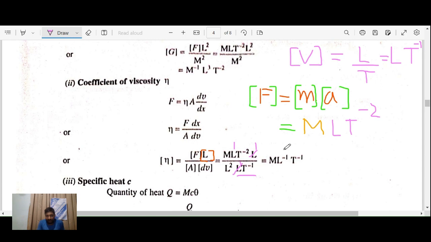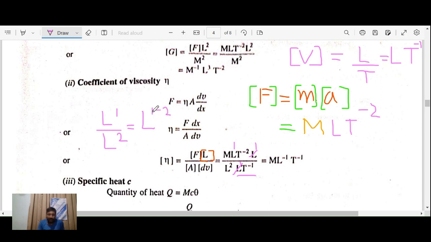Yes, there is a mistake. M L t minus 1 L, right? Divided by L squared. Yes, you can see another L squared is here. That means here L to the power 1 is there, L to the power 1 over L to the power 2. According to the laws of indices, you can write it as 1 minus 2 powers.